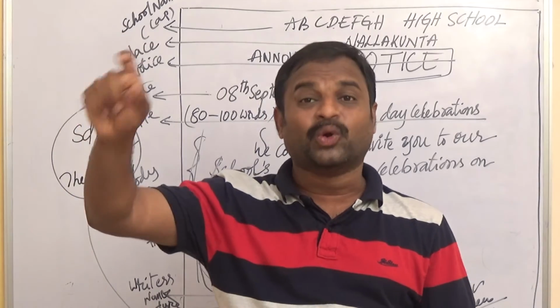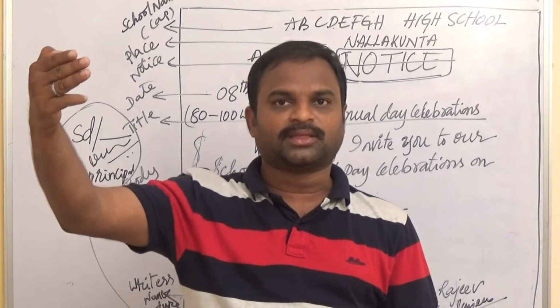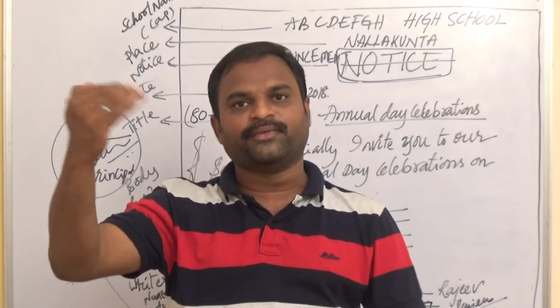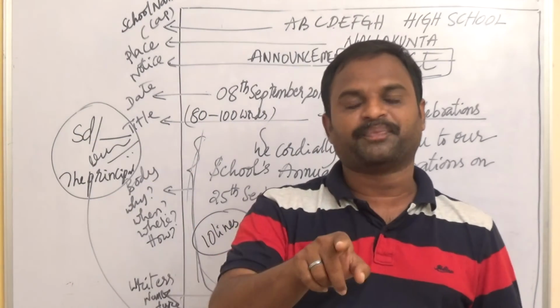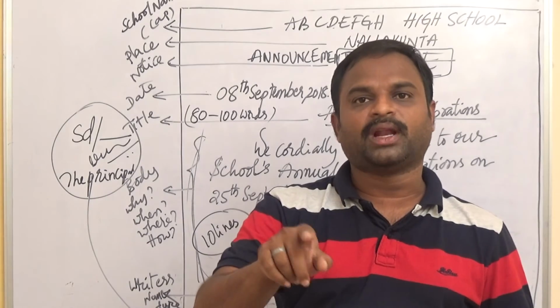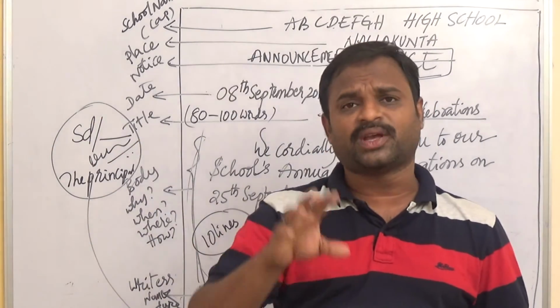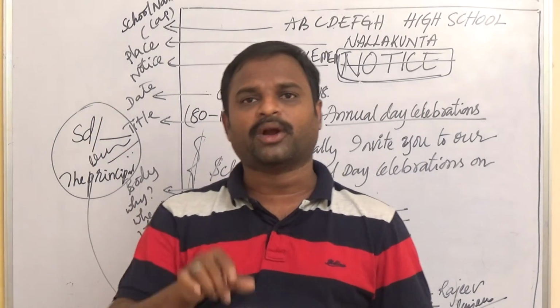The third line must be the word notice, which should be in the third position. And on the left side we need to write the date. After the date we need to write the heading, the title of the notice. Then the box will come. Then the body will come. In that body we need to write why we are writing the notice, when we are writing it. All the important details we need to ensure in the body.